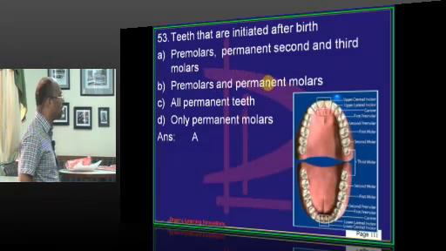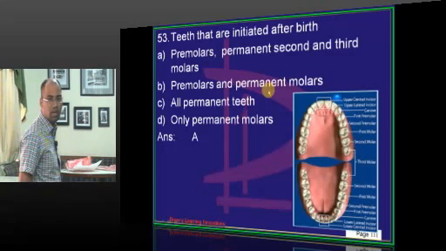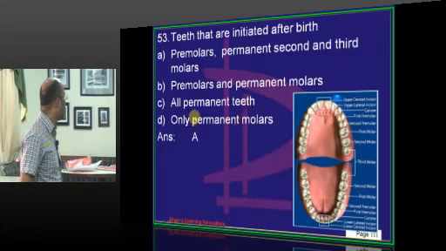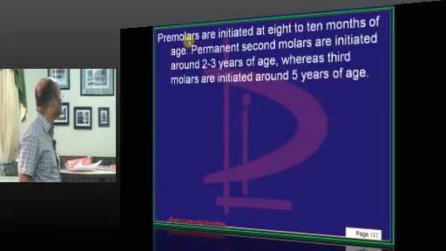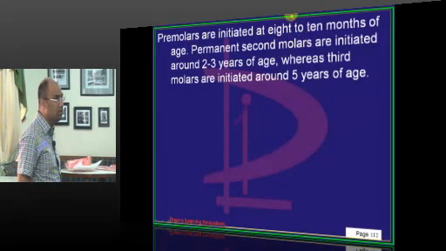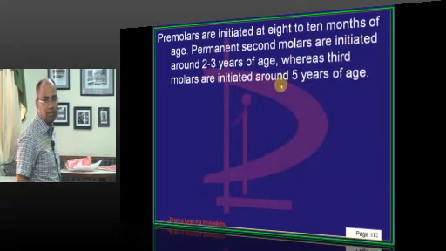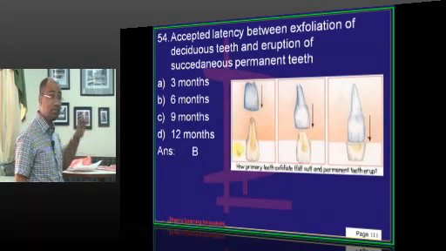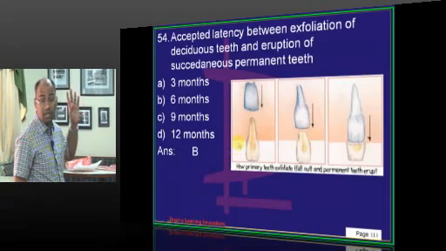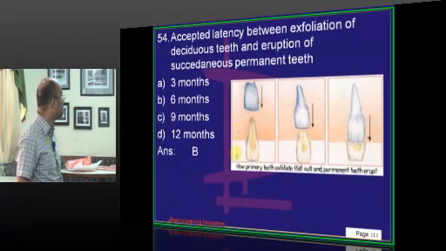Premolars and permanent molars is not correct, because first permanent molars are already formed at birth. Then all permanent teeth, not at all. Only permanent molars, not at all. So the left choice is premolars and permanent second and third molars. Premolars are initiated at 8 to 10 months, permanent second molars at 2 to 3 years, third molars at 5 years. Okay. It is only initiation, not calcification. Calcification you see at 6 to 8 years in third molars.